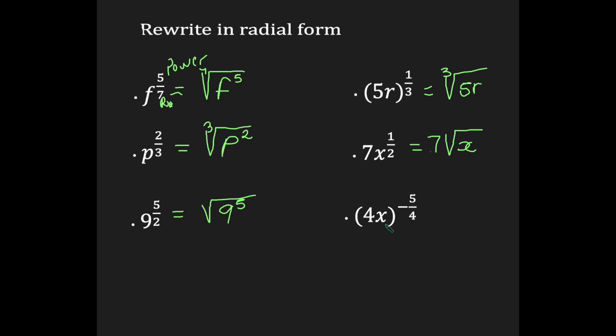This is my answer. Now remember, negative exponents are not allowed. So I'm going to first write this in the positive form, which will be the reciprocal. 1 over, and that would be 4x raised to the positive 5 over 4. And then from here, I'm going to then write my root. So it's 1 over. Here's my radical sign. Now notice my power is 5. So I'm going to keep my parentheses with the 4x. And there's my 5. So the 4 and the x are being raised to the 5th power. And here is my root of 4.